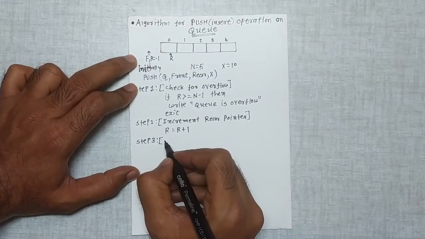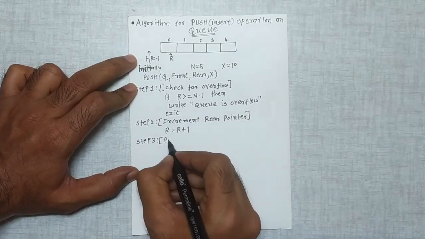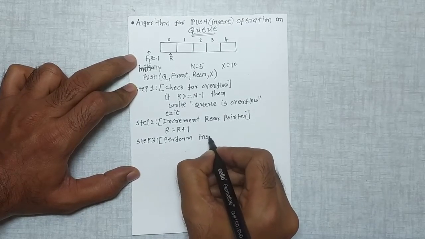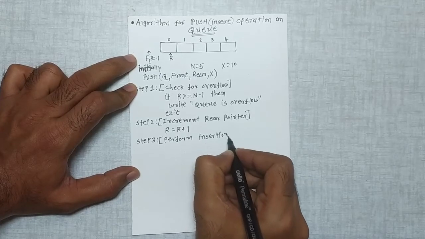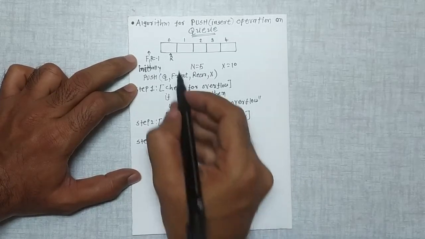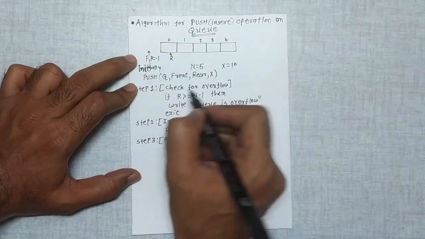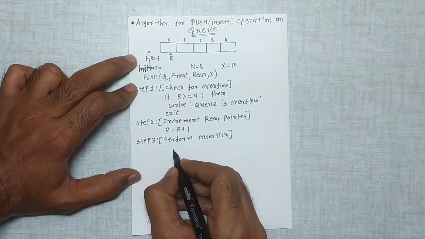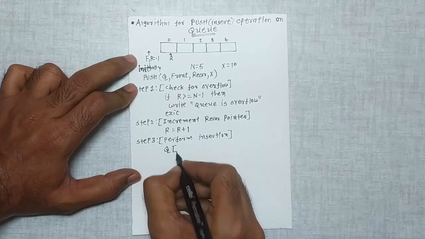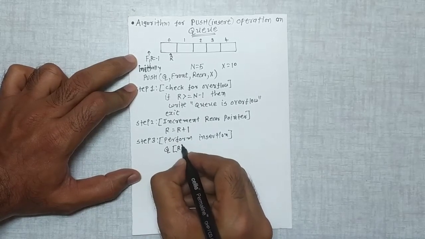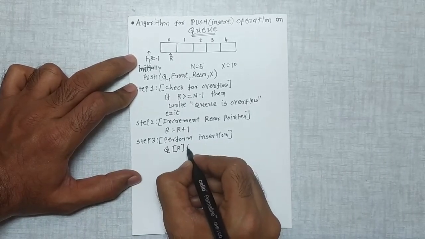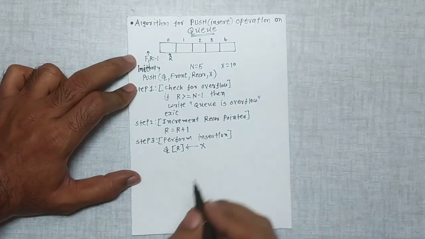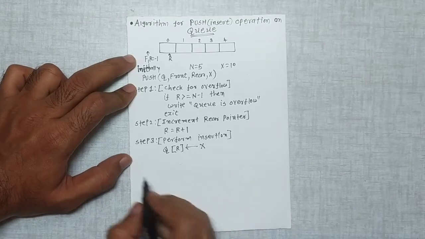So where will it be inserted? In q, at the rear position. At that place we will insert the value of x. So this is our insertion operation.